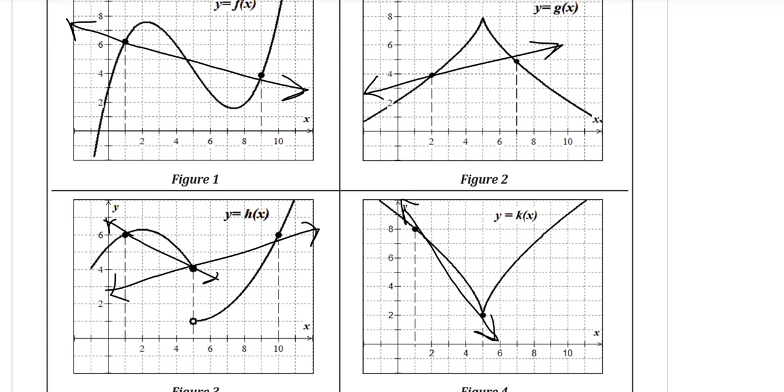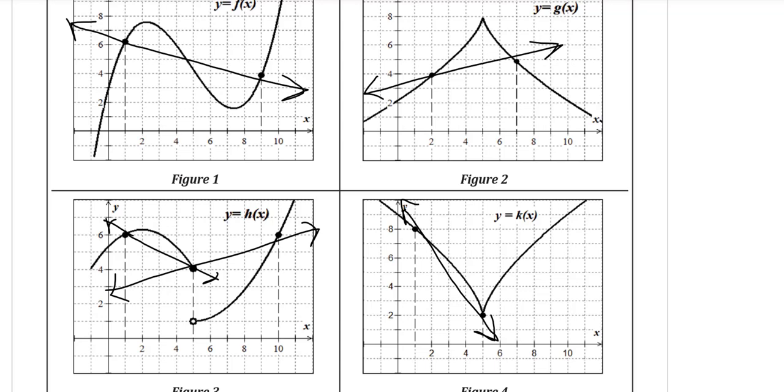Okay, so step 1. Then step 2 says, are there any points on the graph of each function where the tangent line to the graph appears to be parallel to the secant line you've drawn? Draw the tangent lines between the endpoints of the given interval if possible, and call that point of tangency c. So we're going to find a point.